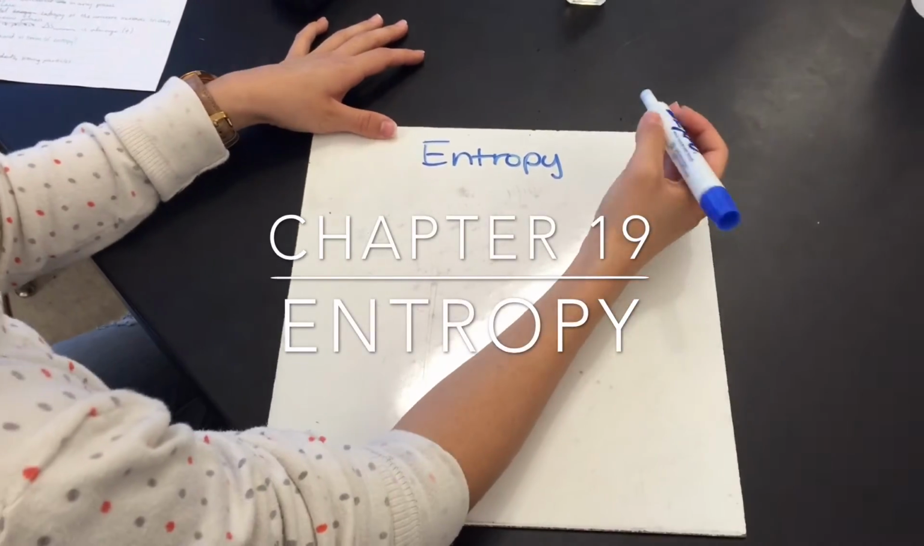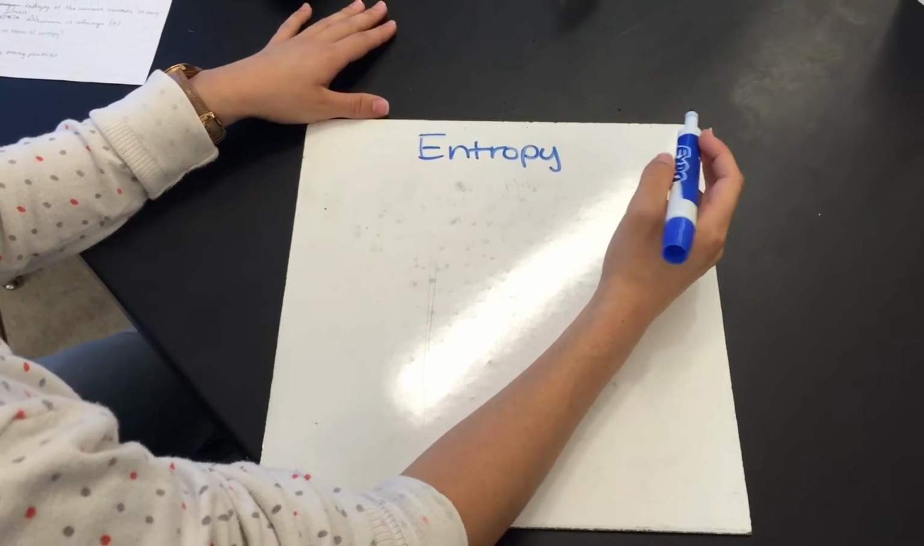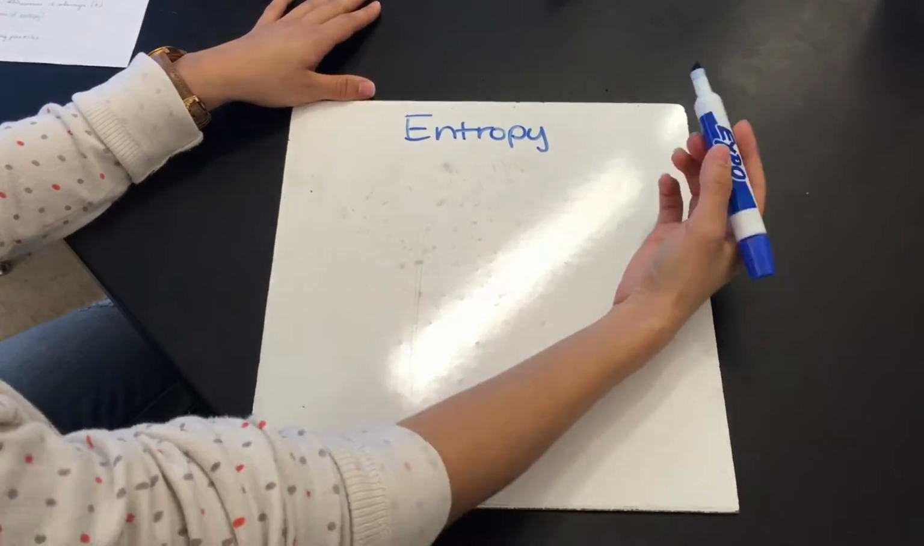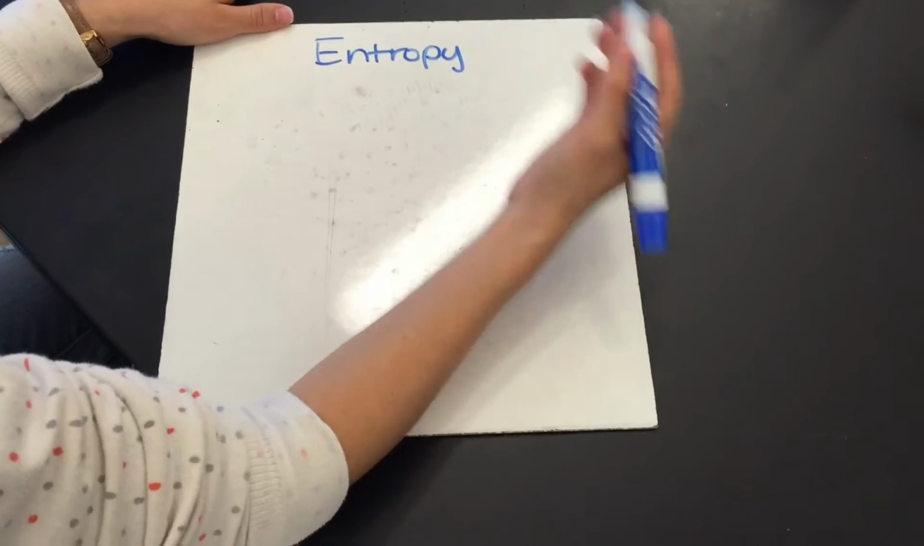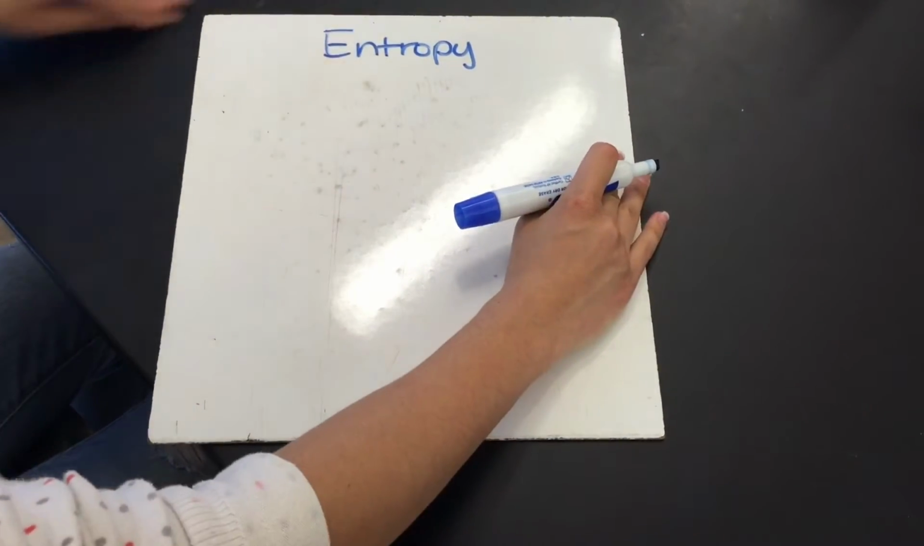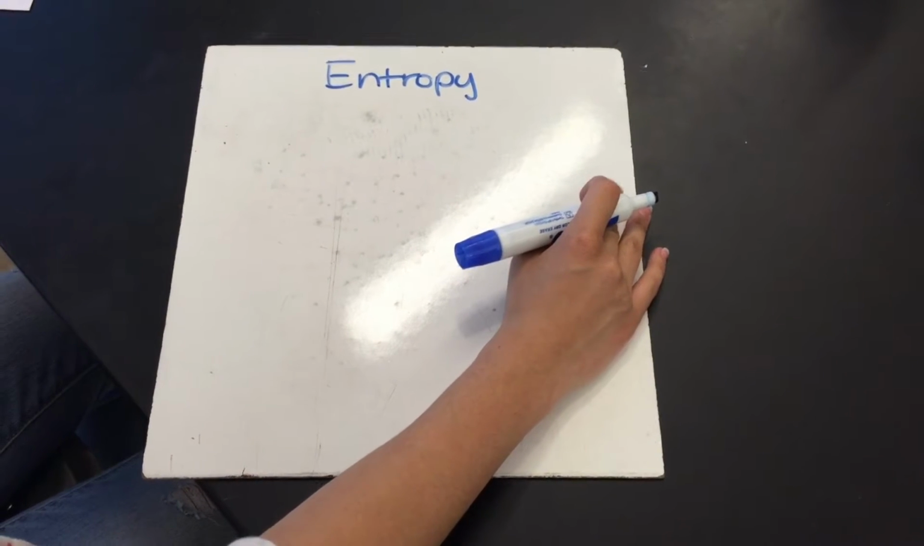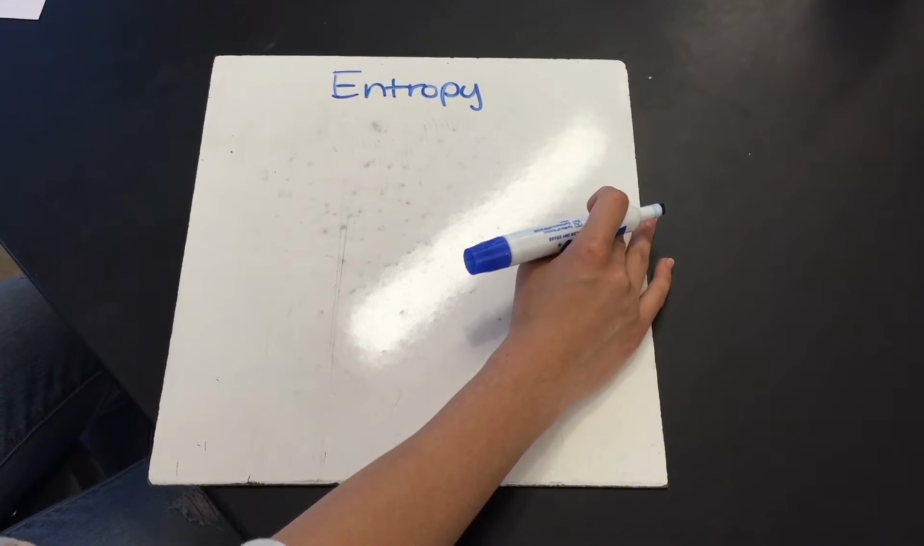So today we're talking about entropy. And entropy is the lack of order or predictability. It is the gradual decline into disorder. With entropy comes spontaneous processes. And a spontaneous process is a process that proceeds on its own without assistance.